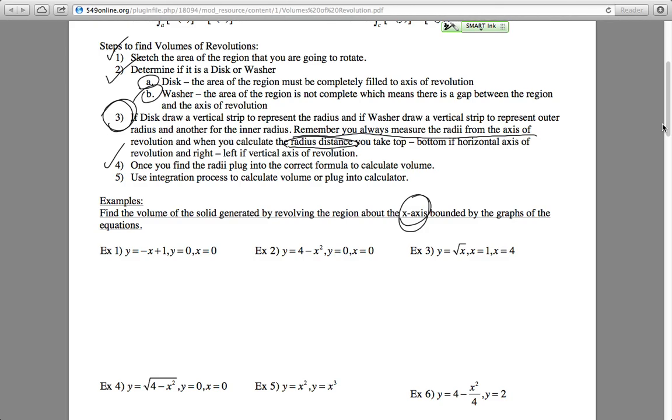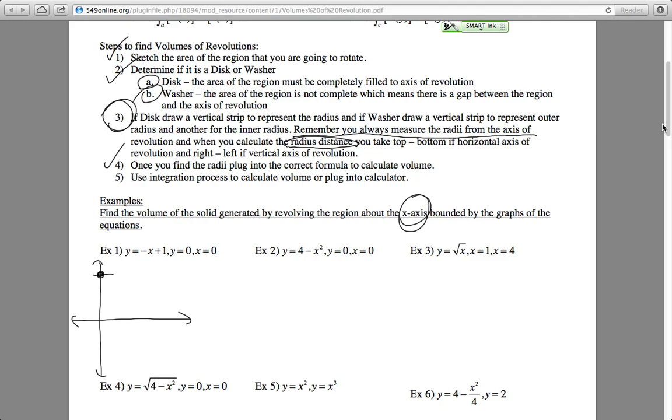Number 1, you got y equals negative x plus 1, y equals 0, x equals 0. What's step 1? Sketch the area. So go ahead and do it real quick. And I would do it very big. I wouldn't make it a small graph. So when you go up 1, I'd really go up 1. Make that distance a lot larger than you normally would.